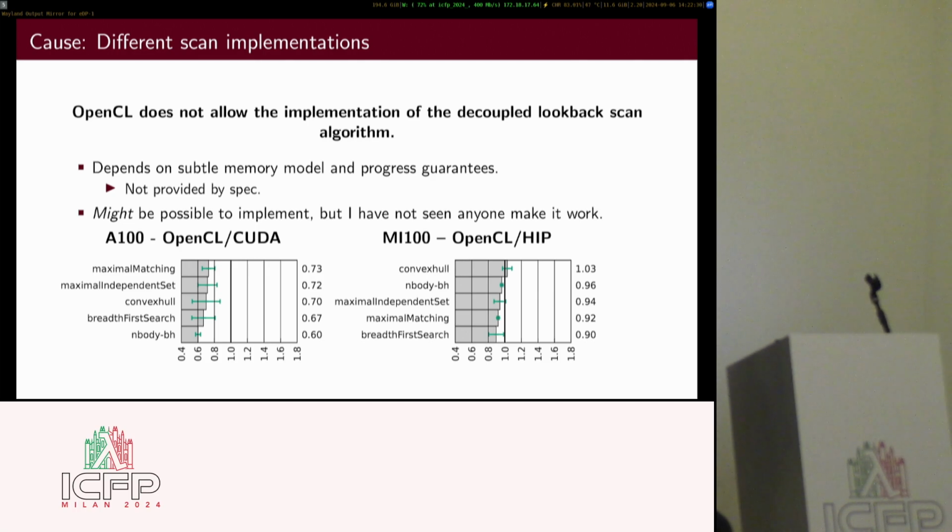Now there's one interesting case here, convex hull, where the inefficient scan is actually faster on the MI100. This is probably because our implementation is tuned for NVIDIA hardware. We should probably look into that. So that's one difference between the backends.